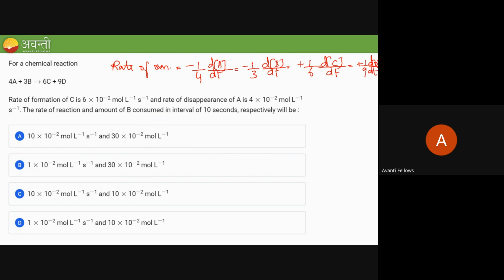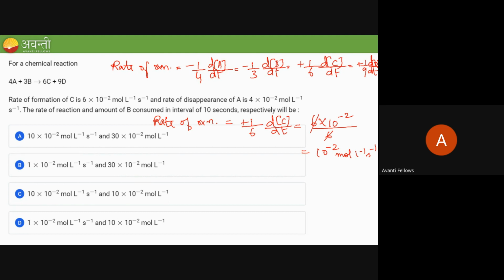Now, the rate of the reaction with respect to C is equal to plus 1 by 6 dC by dt. So it is equal to 6 into 10 power minus 2 divided by 6. The 6 gets cancelled. So the rate of the reaction comes out to be 10 power minus 2 mole per liter per second. So either option B or D should be the correct answer.